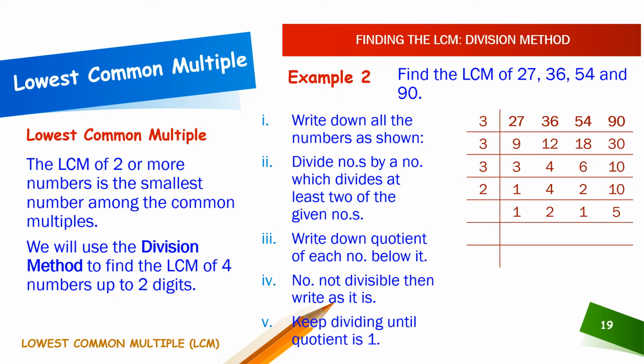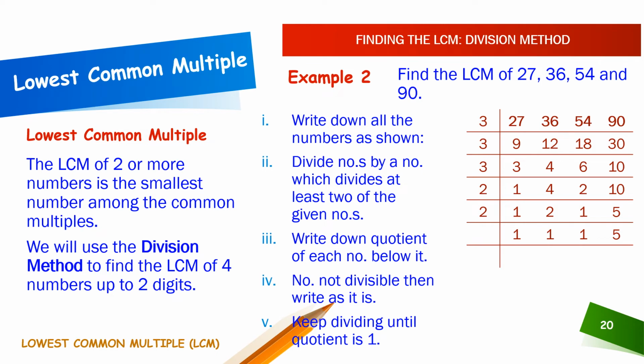We are now going to divide by 2, because at least two numbers in the last row divide by 2. 1 divided by 2 needs to be left as a 1, as it is indivisible by 2. 4 divided by 2 is 2. 2 again divided by 2 is 1. And 10 divided by 2 is 5.